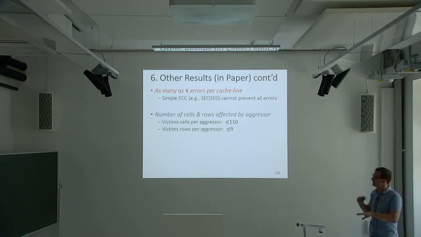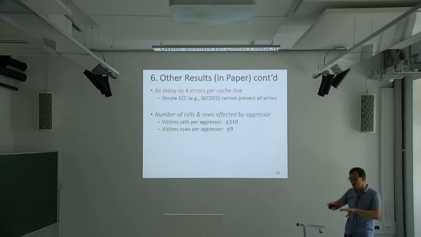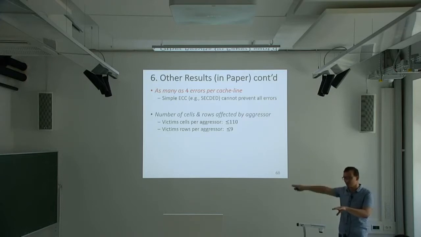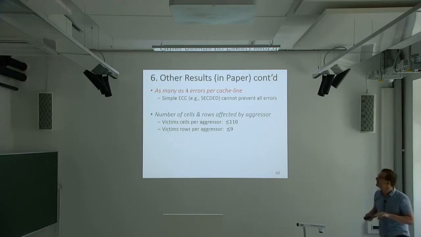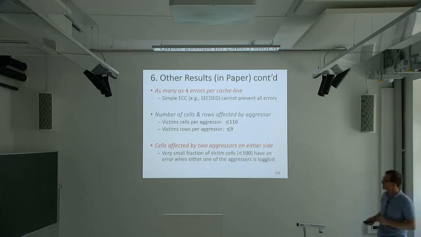This actually is similar to what we found in flash. In flash memory, when you have read disturb or interference across the cells, as you go across multiple rows, the effect of interference goes down exponentially. Okay, and also, this is another observation that I said Google exploited. Cells are affected by two aggressors on either side, and basically, Google folks took advantage of this.